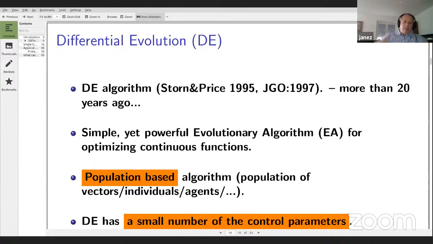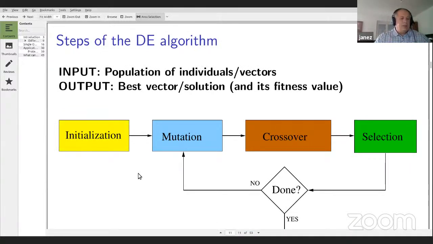On the other hand, we have single-individual algorithms, for example the simulated annealing algorithm. It only has one individual and tries to improve based on it. But here we have many individuals, or agents or vectors, it doesn't matter what each algorithm calls them, and they try to be guided together to the final goal, to find, for example, minima inside some function. Differential evolution is also interesting because it has a small number of control parameters, but later we will talk about self-adaptation and so on.